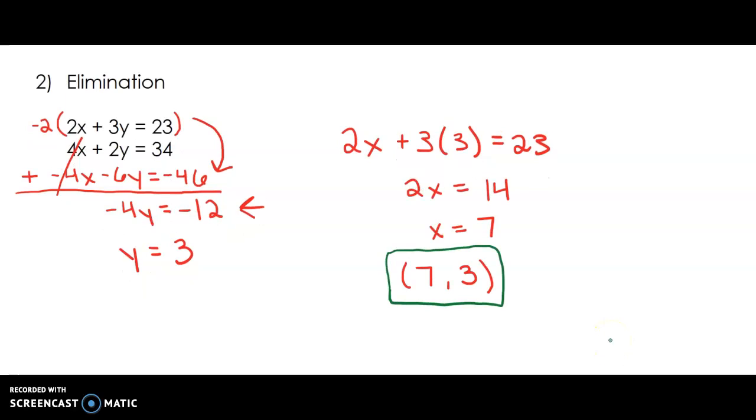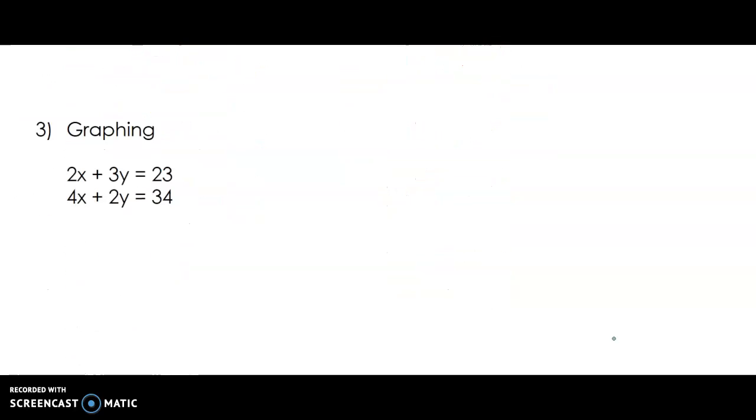And after a little bit of algebra, we get the solution to our system of equations here to be the point (7, 3). So we are ready to move on to our final method of solving, which is graphing. And you'll notice that this system is actually the same system we just solved for in our elimination example.